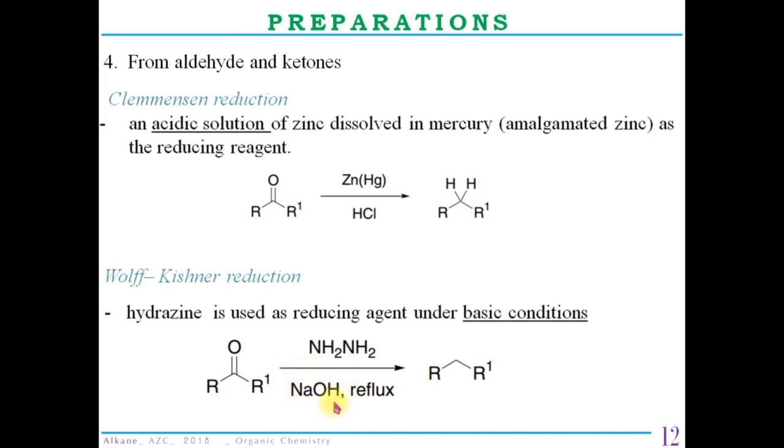So here the main difference in the reaction condition is that Clemmensen reduction is performed in acidic condition and Wolff-Kishner reduction is performed in basic condition. So if you have any carbonyl compound which is base sensitive, at that time you are going to perform Clemmensen reduction. Okay, and you can also use Wolff-Kishner reduction for any carbonyl compound which is acid sensitive.